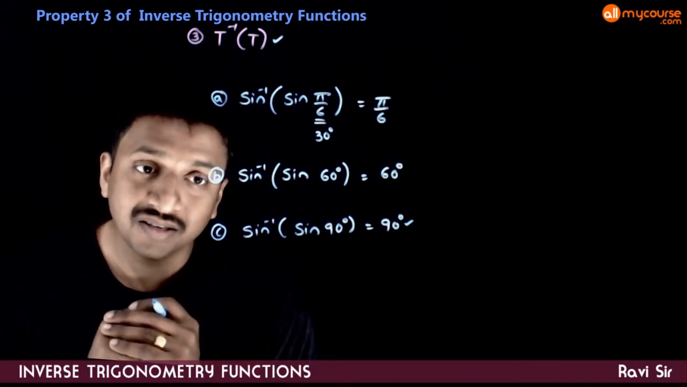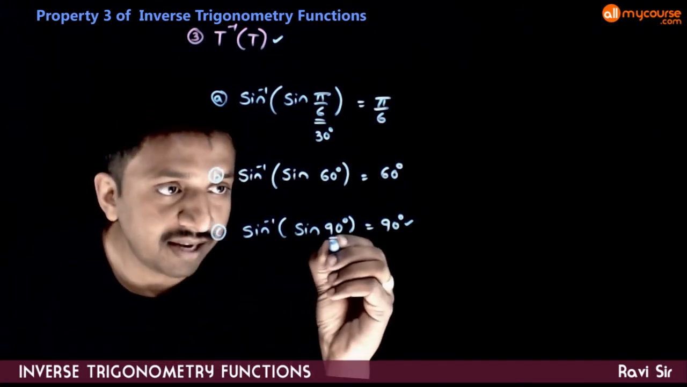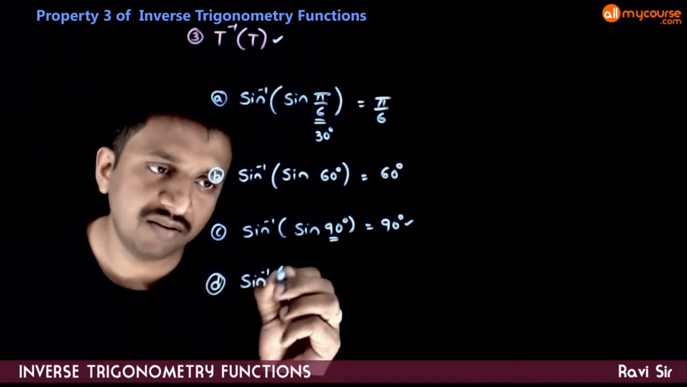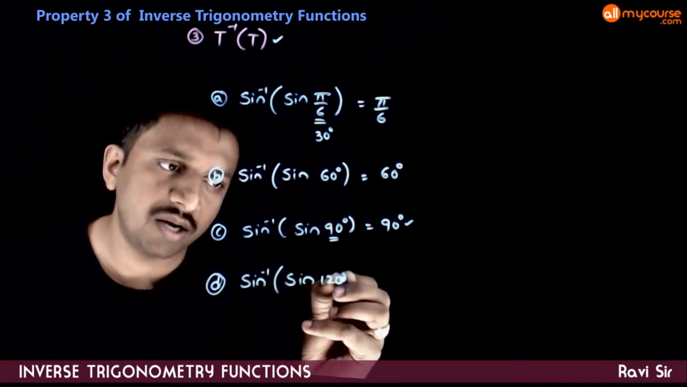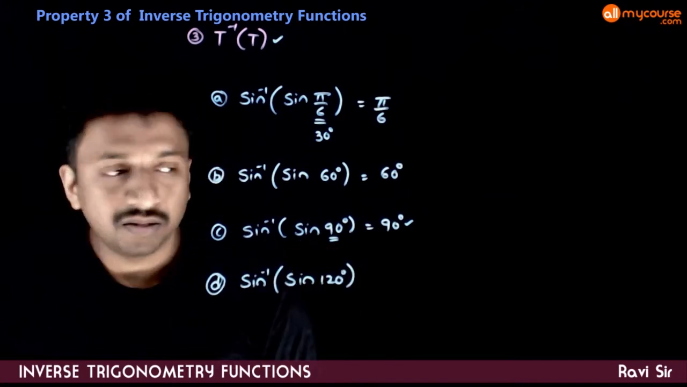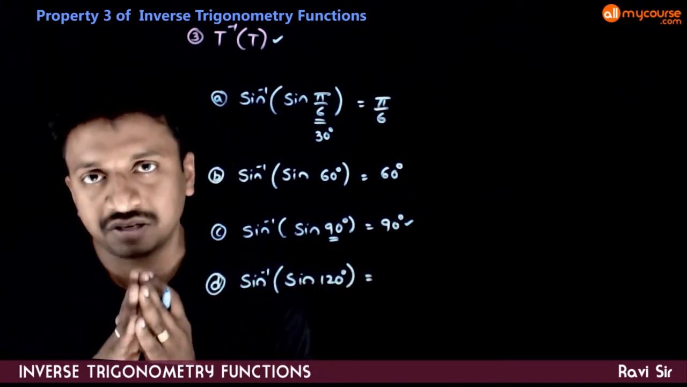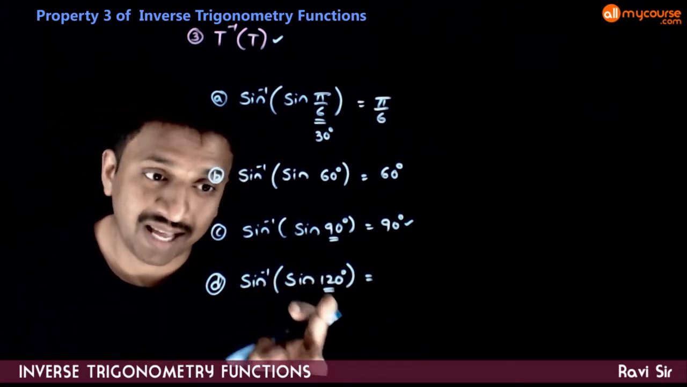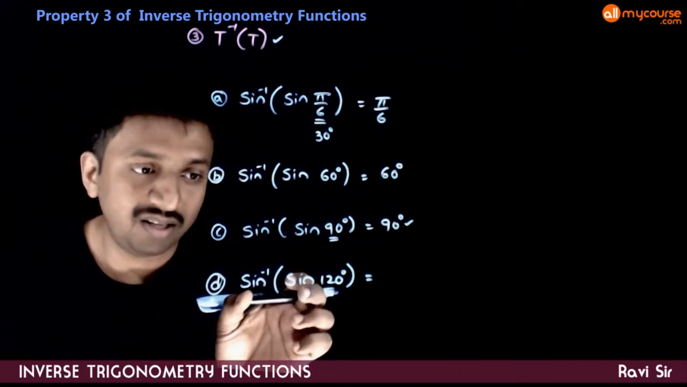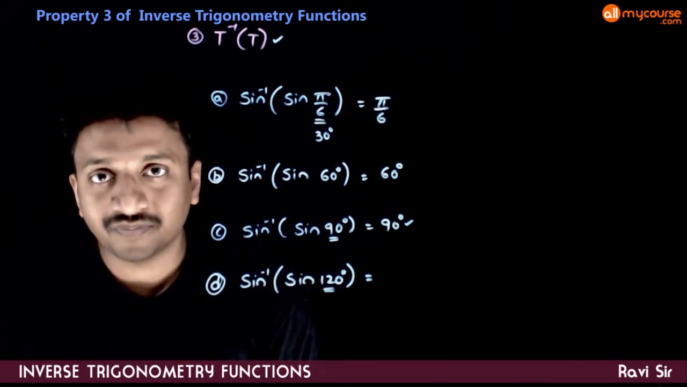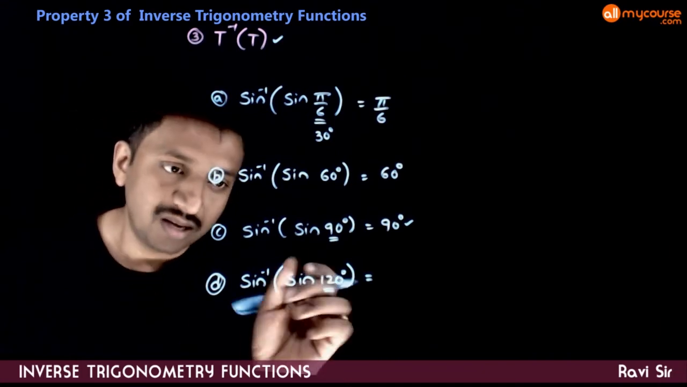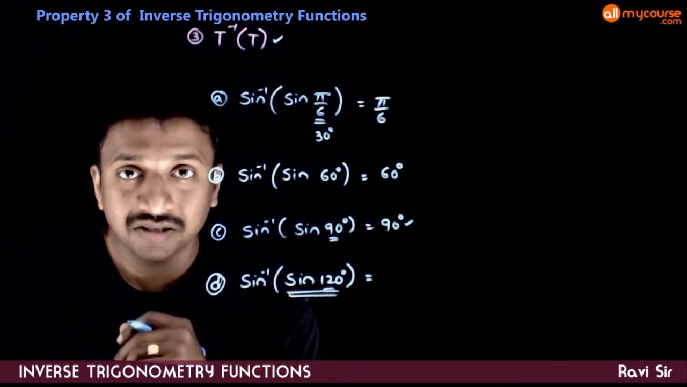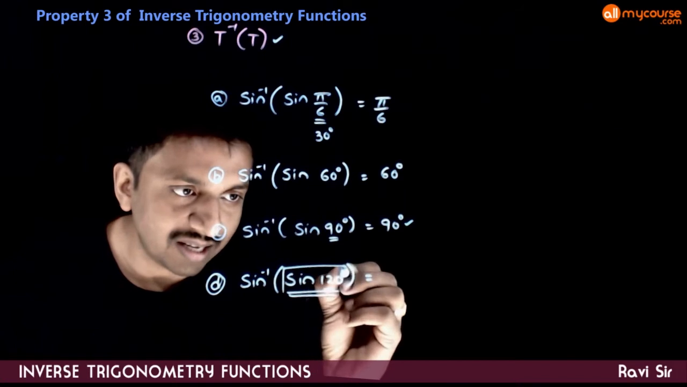Now the question is, what do you do if this angle goes beyond 90 degrees? For example, if you have sine inverse of sine 120 degrees. What is the actual process of simplification? The problem here is, because 120 degrees does not lie in the range of sine inverse, these two cannot be directly cancelled out. So what we do is, we know that sine x is a periodic function. So sine 120 degrees is a number.